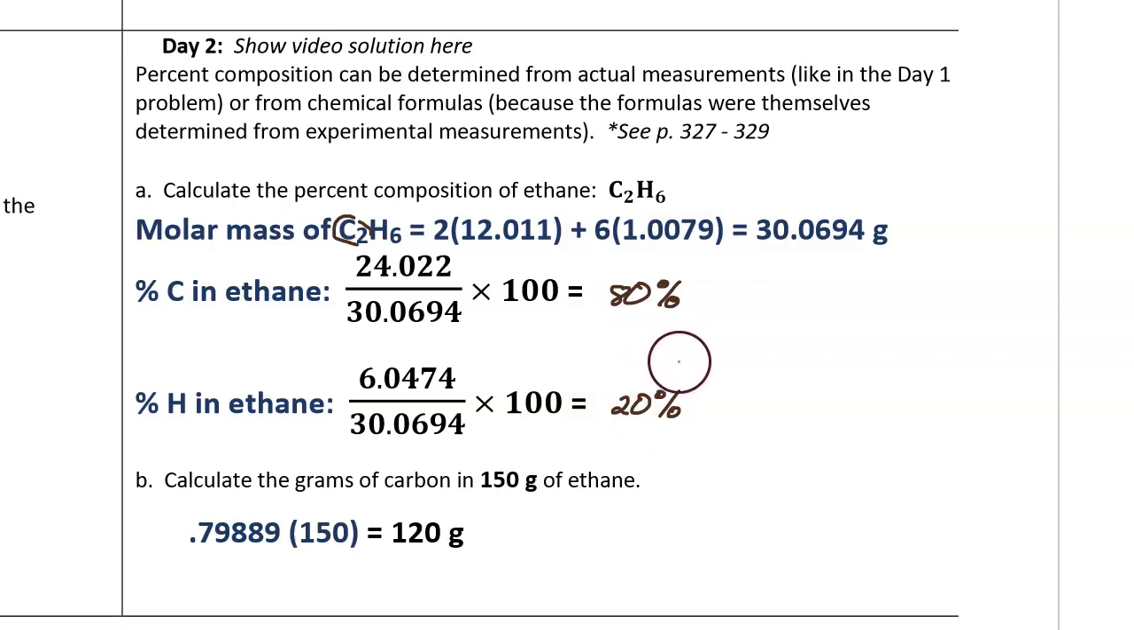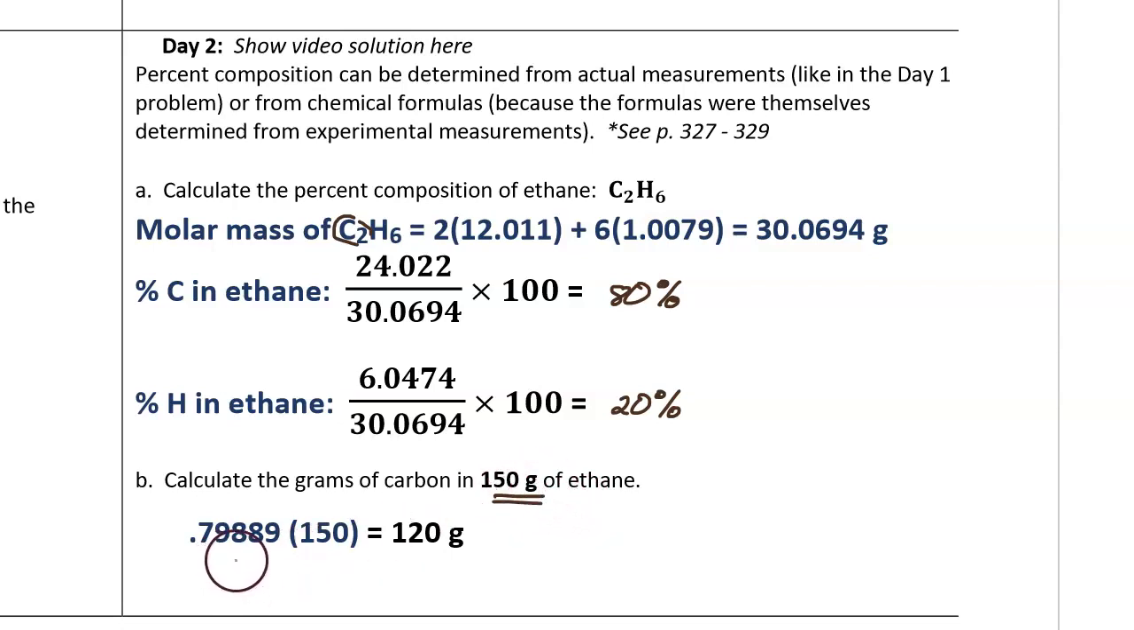Once we know the percent composition of a compound from its formula, we can then use those percent compositions to figure out important information. For example, in question B, calculate the grams of carbon in 150 grams of ethane. Remember that carbon was 80% of ethane. So to do this question, we want to know 80% of 150 grams.